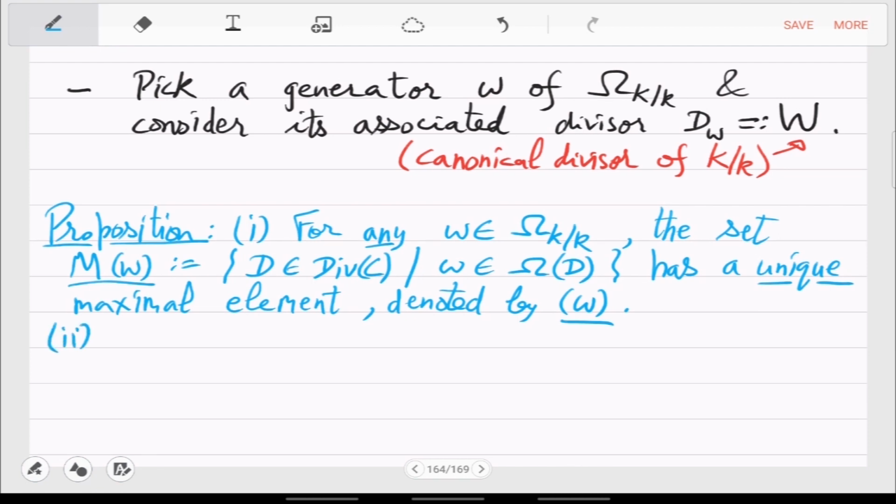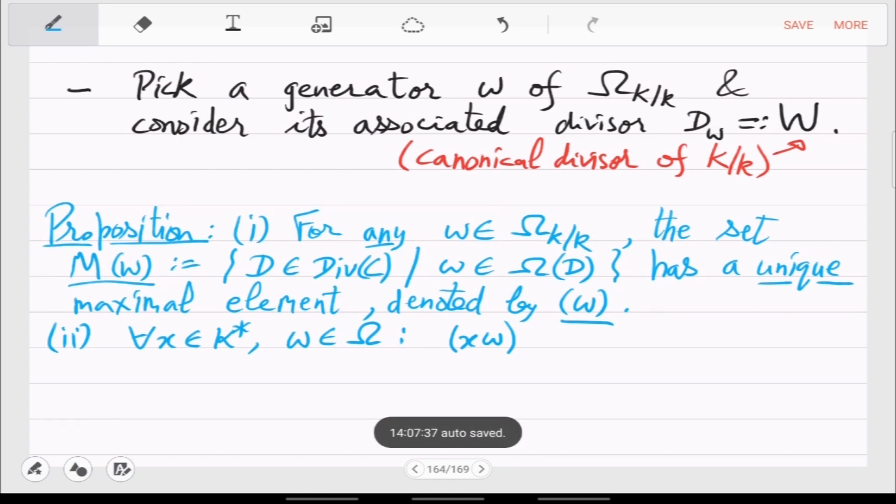The second property is that for all rational functions x and for all differentials omega, the following holds. If you look at x omega, this is another differential. The maximal associated divisor of this, which is defined above, has to be related to that of omega, right? So what do you think is the relationship? The maximal divisor for differential x omega and the one for omega, the relationship is this.